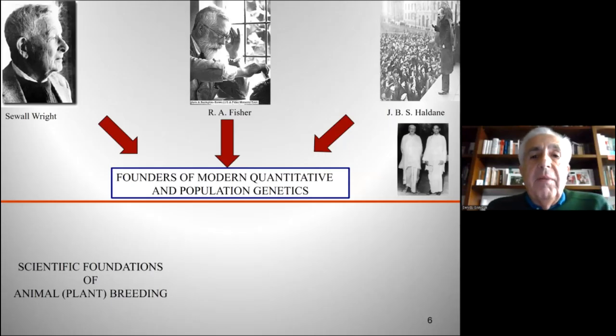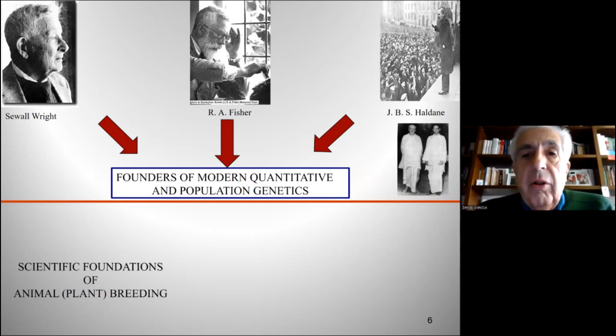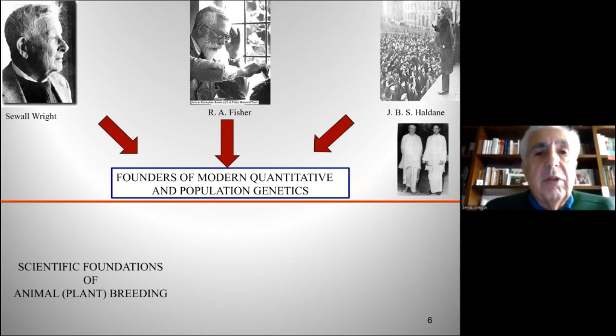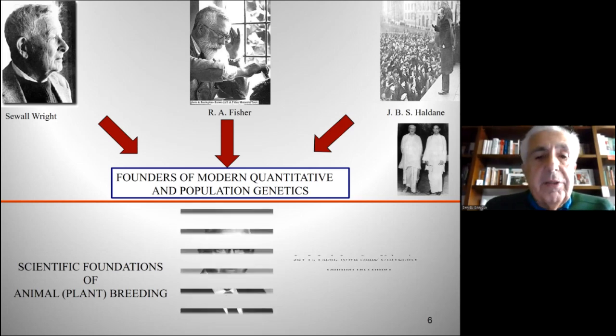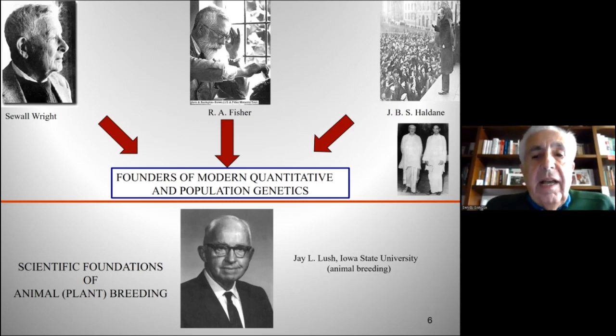The three founding fathers of animal breeding as a science were Sewall Wright, who introduced many concepts such as the coefficient of consanguinity or inbreeding and the equilibrium distribution of gene frequencies in populations. In the middle, R.A. Fisher, the founding father of modern statistics, and to the right, J.B.S. Haldane, a brilliant British mathematician who was also a political activist. But all these ideas that were developed in the early 20th century needed to be put in the context of animal agriculture. And the person that did this was Jay Lush. Jay Lush was born in Iowa and got his PhD at Wisconsin, and then moved to Iowa State, where he founded a very influential group in animal breeding. It's still quite an influential group.